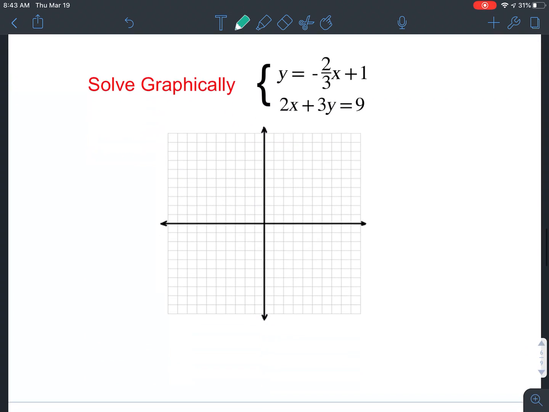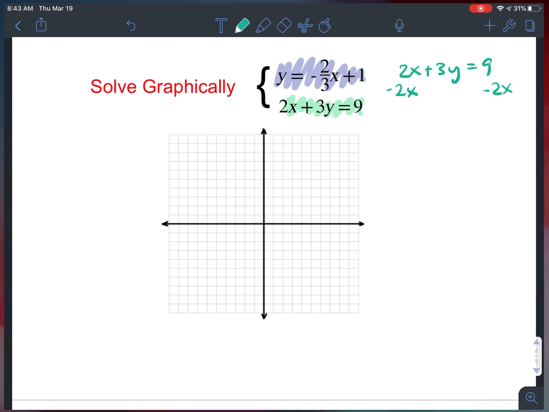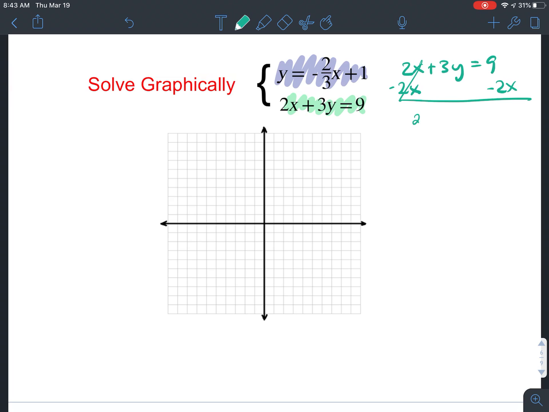So let's try one more. Solve graphically. Again, the first line is great, already in slope-intercept form. We need to change the second line. 2x plus 3y equals 9. We isolate the y. Uh-oh, sorry. We divide by 3. y equals negative 2 over 3 x plus 3.